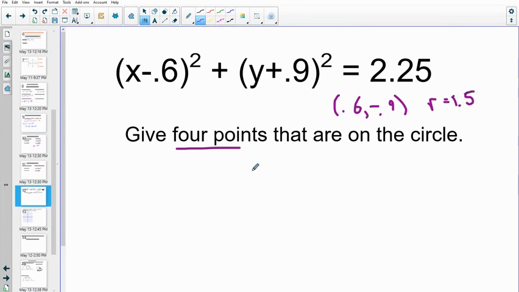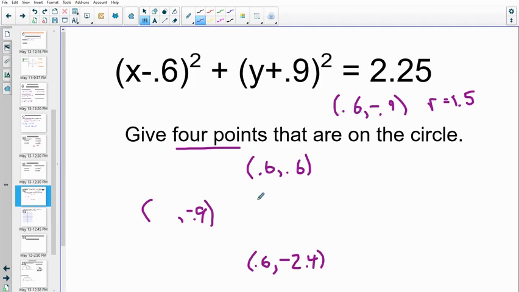And so my 4 points, the one that's straight up, I'm going to keep my x value the same, 0.6, and then I'll take -0.9 and add 1.5 and get up to positive 0.6. If I go straight down, my x value is 0.6 and my y value is -0.9 minus 1.5. I think that brings me down to -2.4. If I go straight to the left, my y value stays the same at -0.9, but my x value is decreasing. 0.6 minus 1.5 brings me to -0.9.